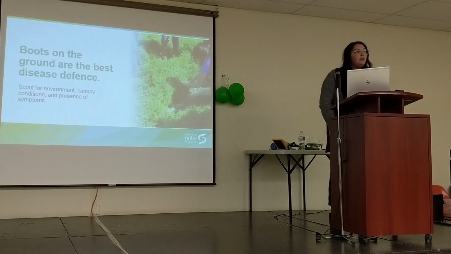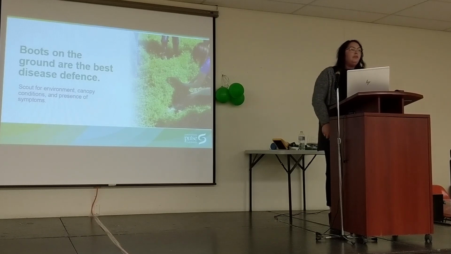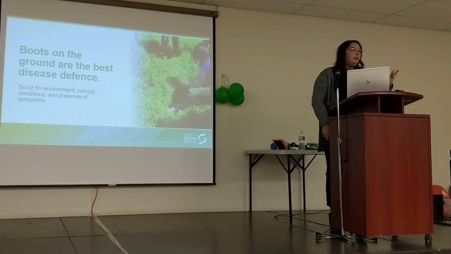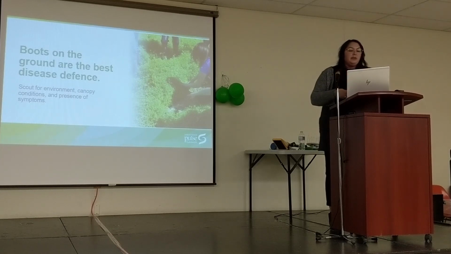And so as far as management practices overall, when we look at pulse diseases, particularly for foliar diseases, boots on the ground are going to be our best defense against disease. So scout for environment, canopy conditions, and the presence of symptoms. We're really looking to analyze satisfying the symptoms of that disease triangle. Do we have all three corners of that triangle present? Do we have disease present?